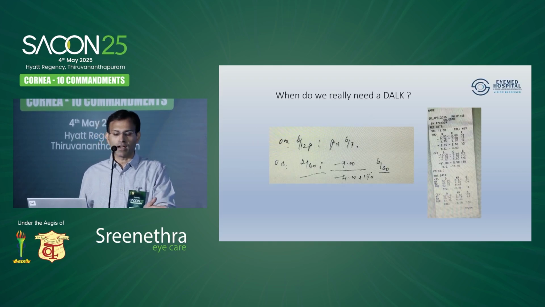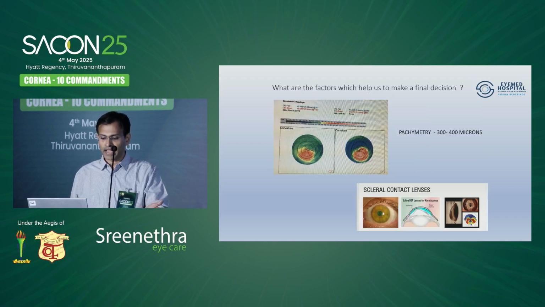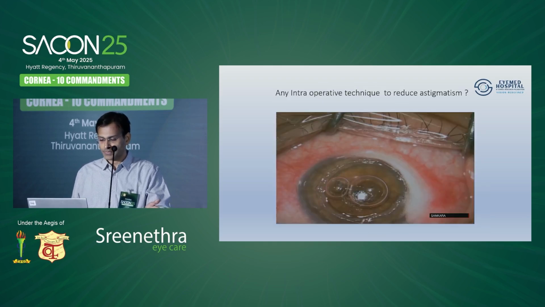So when do we need a DALK? When you see something like this, 2 by 60 minus 9 minus 4, K reading around 65, 70, all these patients do not improve with whatever technique you do. And you can see here the pachymetry is less than 300, 400, contact lens fitting is not possible, then obviously you have to go for a DALK.